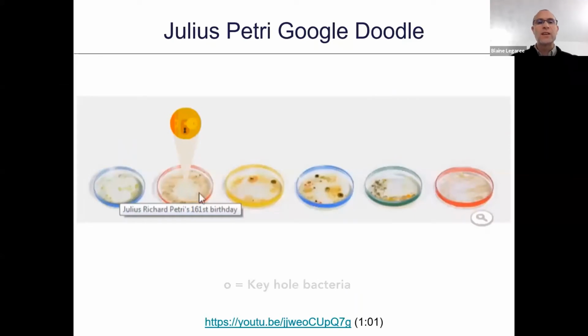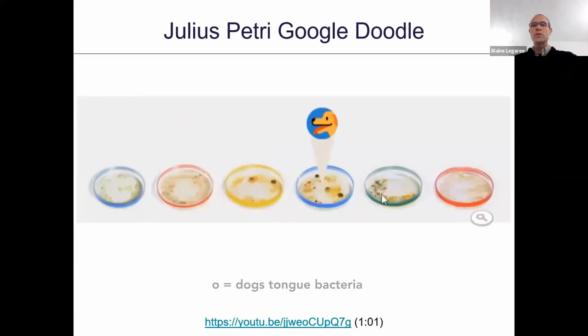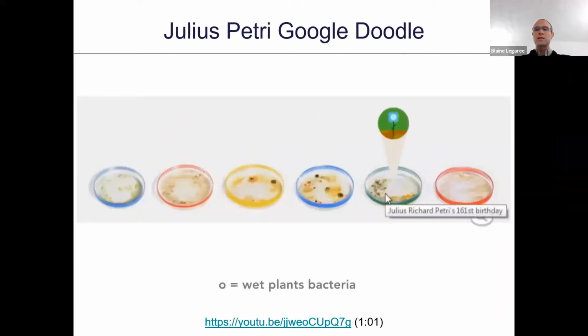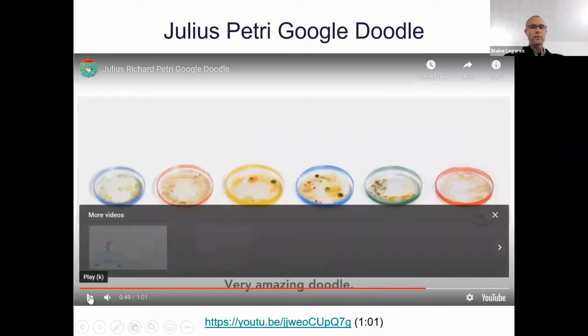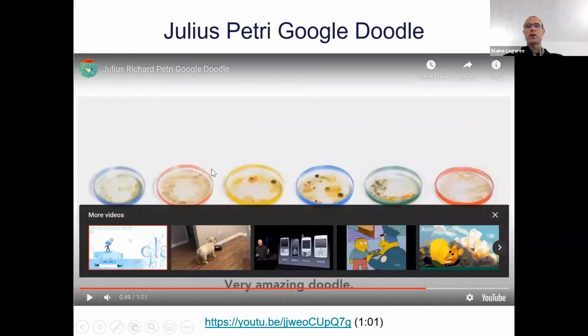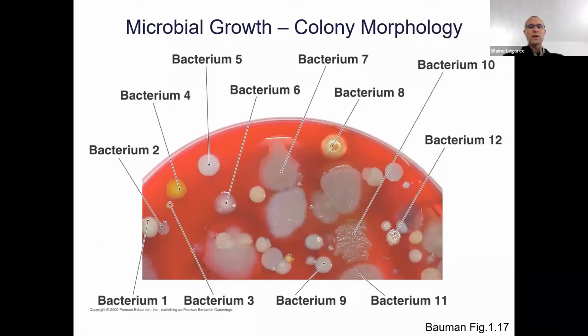Looks like a doorknob, keyboard, a dog's mouth, a plant, and a dish sponge. So I thought that was a cute little video. I thought I would share that with you. So something that you saw in the results from last week's lab are these colonies of bacteria.